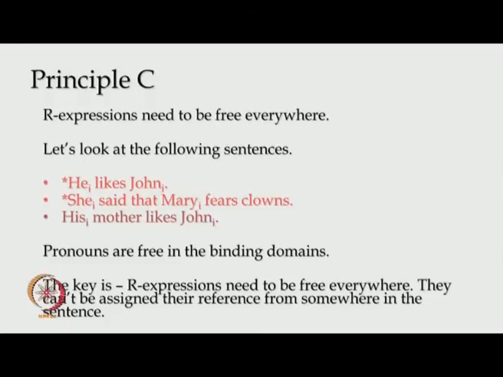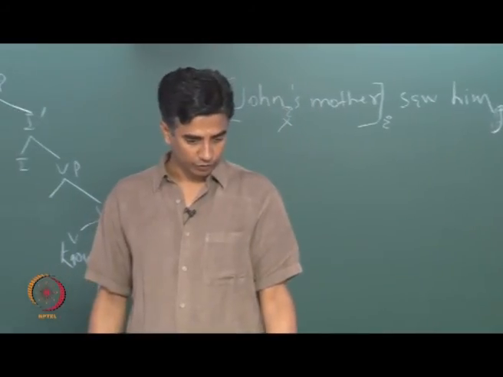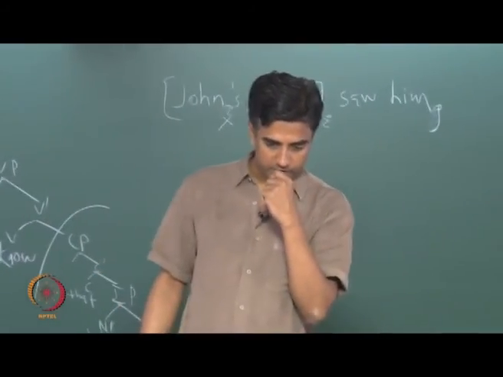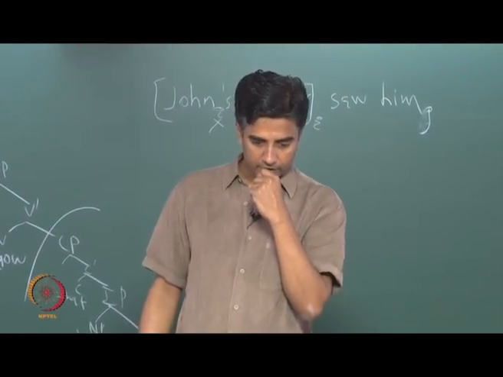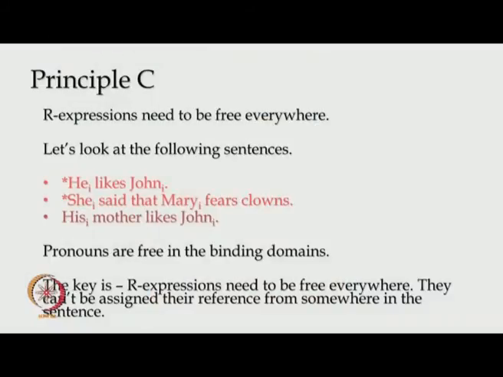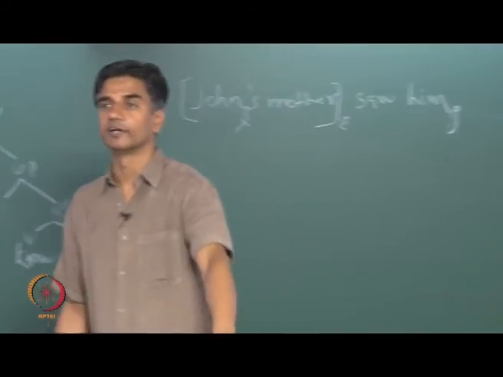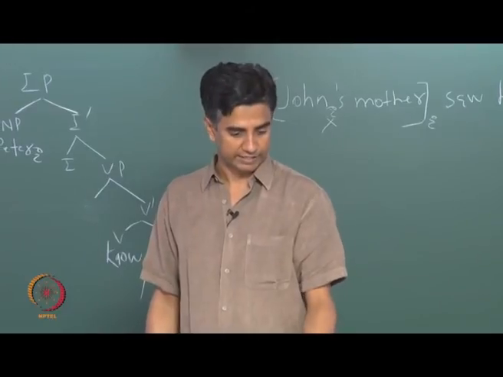She said that Mary fears clowns. The sentence could be good as long as she and Mary have different indices. His mother likes John. Same problem. No, hold on. What's going on? There is a problem here, right? Just forget that sentence. I am done with my point with the first two sentences.